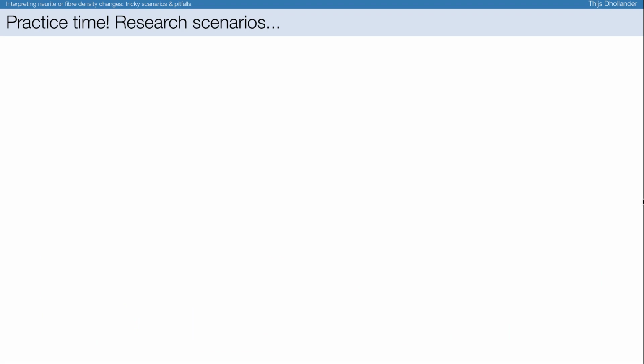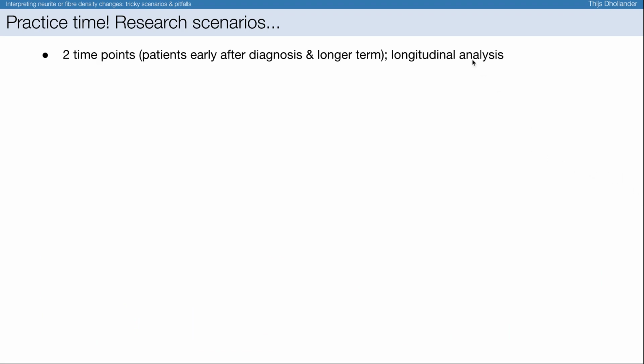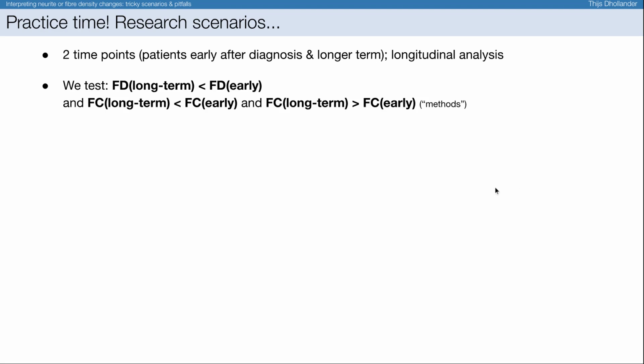Okay, next exercise. Very similar, again, longitudinal analysis, early and longer term patients. This time we test, is the FD in the long term decreased versus the early time point? Is the FC decreased? And we're not going to get caught out, is the FC increased? We also ask statistically. We do that, and this time we find something different. We find that there is no FD decrease based on this question. And we find that there is a significant FC decrease. So FC is not increased, but it is significantly decreased. And FD seems to not have decreased.